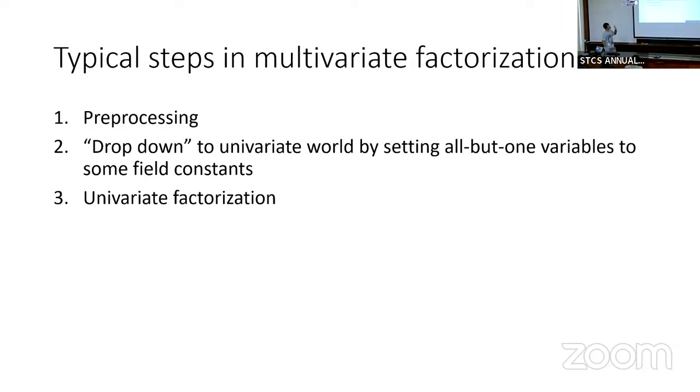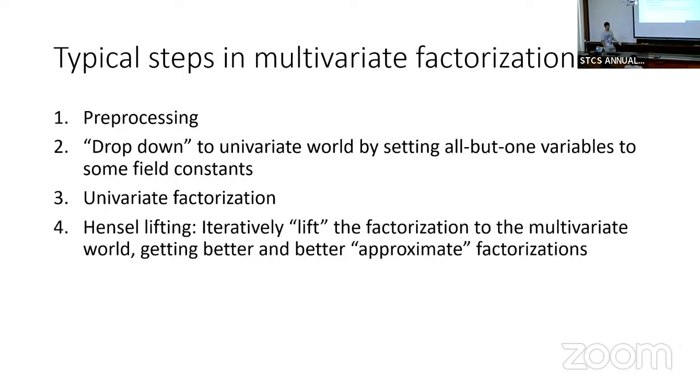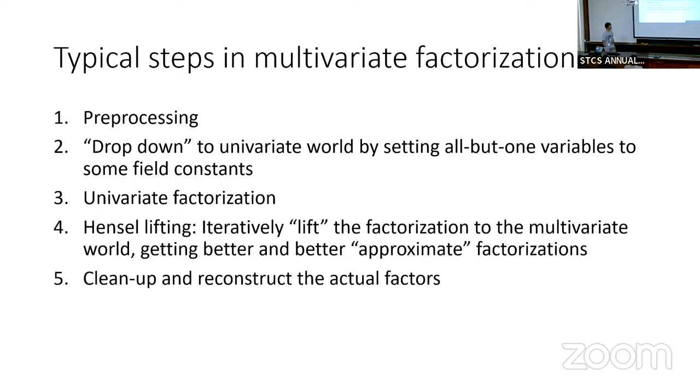And then you drop down to the univariate world by setting all except one variable to some field constants. It's important what those field constants are so that you don't break things when you go into the univariate world. And then you do univariate factorization. And then you do this Hensel lifting to start lifting to get better and better approximate factorizations. And then you finally do some cleanup and reconstruct the original factors.